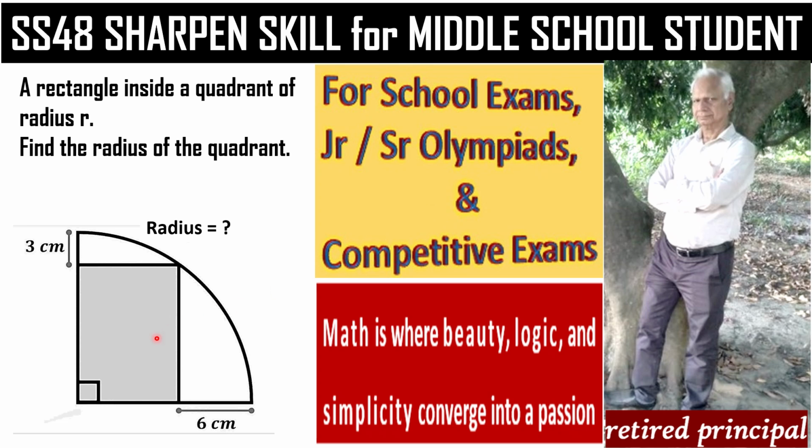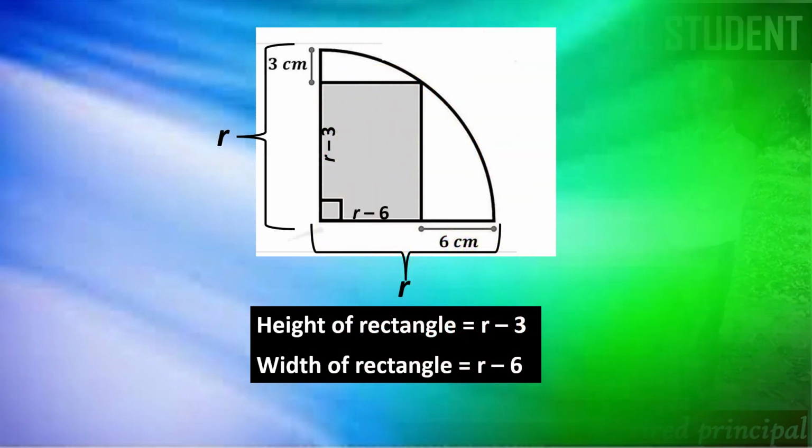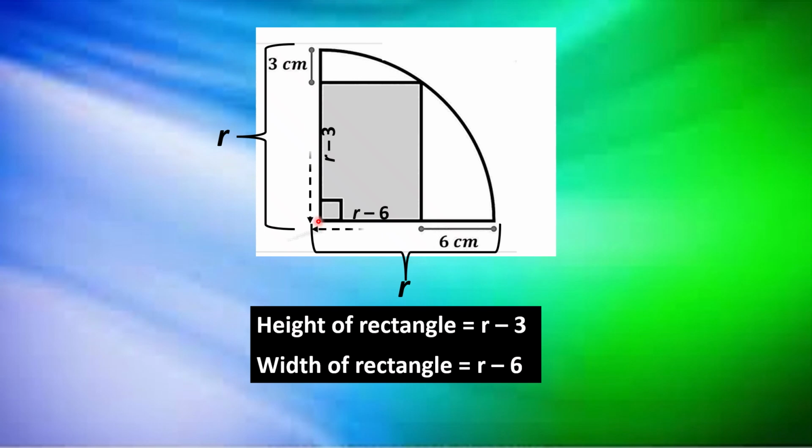Let us find the radius of the quadrant. Now, from the center of the quadrant, draw the dotted lines as shown. So, height of the rectangle, the total is the radius, the top is 3. So, the height of the rectangle would be radius minus 3. Similarly, here, the width of the rectangle, the total is the radius, and this part is 6. So, the width of the rectangle would be radius minus 6.